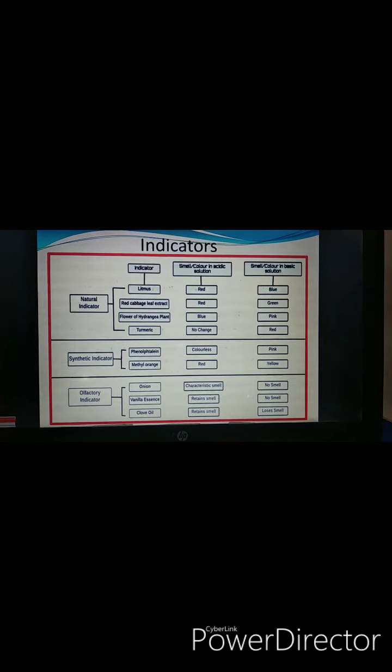So students, you see the table. So we are having three categories. One is natural indicators, second is synthetic indicators, and third one is olfactory indicators. Am I clear, students? Is it visible clearly? So first we will discuss the natural indicators like the litmus paper, that is derived from one plant. Okay, that I will show in the next slide. So litmus, then the red cabbage, then the flower of the hydrangea plant, and the turmeric.